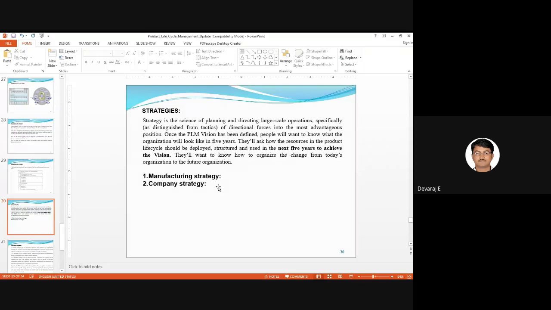Then after the vision, how can we succeed? By doing the strategies. Strategy is nothing but, for reaching our objectives and goals for the next 5 years, what should be our plan and what should be the direction. In which way should I go to manufacture our product, what type of technology can I update in the product, and how can I manufacture the product within the given time. Those things come under strategies. As I mentioned in the definition, strategy is the science of planning and directing large scale operations.